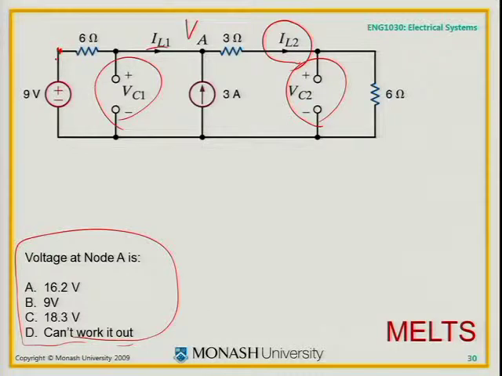You don't have to worry about IL1, IL2, VC1, VC2 yet. Just what is VA? Voltage at node A. You should only need one equation.